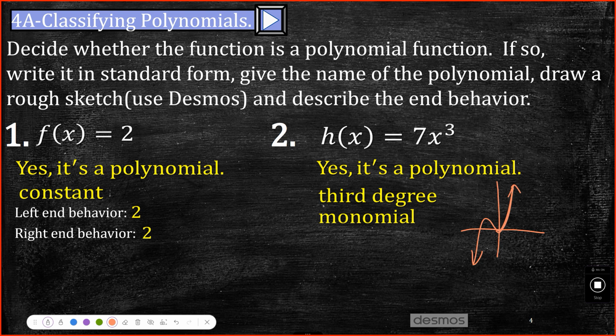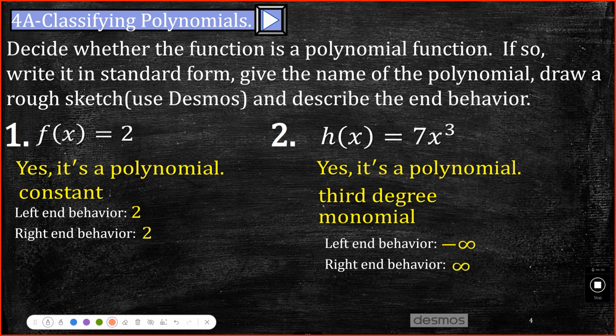So what's the left-hand behavior? You can now kind of quickly get the left-hand behavior. As I go to the left, what is the graph doing? Negative infinity. The right-hand behavior, as I go to the right, the graph is going positive infinity. Let's keep going here. All right.